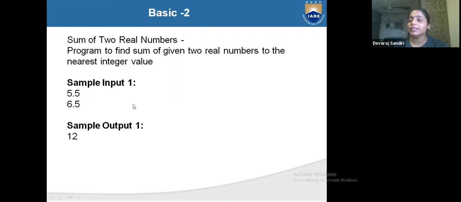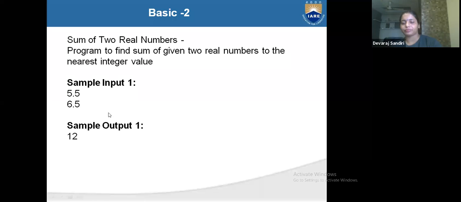To the nearest integer value means only rounding of your value, meaning the output should come as an integer and both inputs you will give as float. Both inputs you have to give as float. What will you declare here?